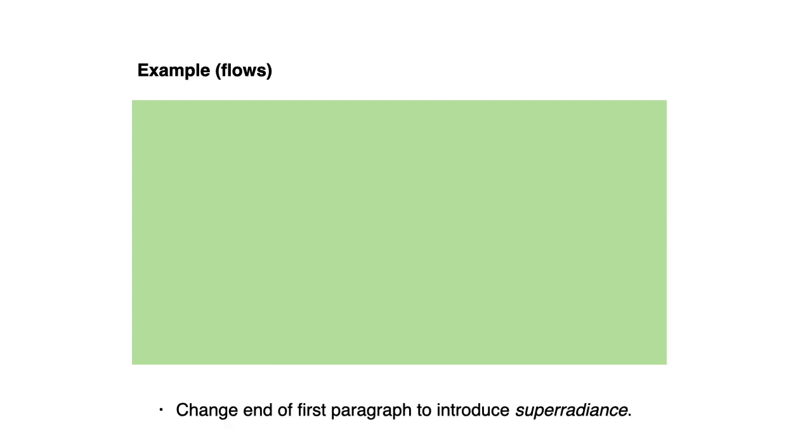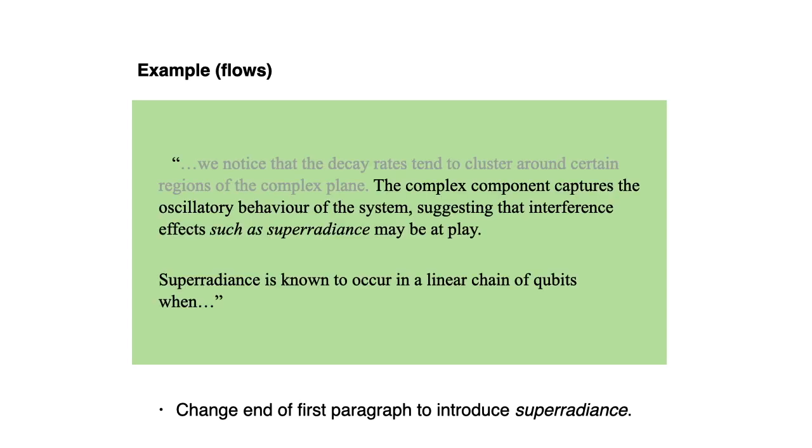Another approach is to change the end of the first paragraph to introduce superradiance. We would then have, the complex component captures the oscillatory behavior of the system, suggesting that interference effects such as superradiance may be at play. Superradiance is known to occur in a linear chain of qubits when ... Hopefully you also agree that the flow is better in this case as well.